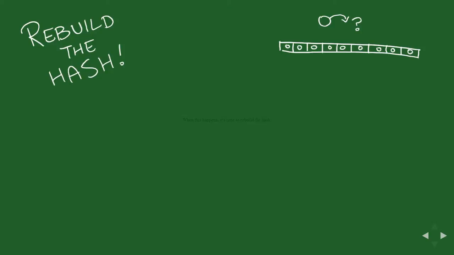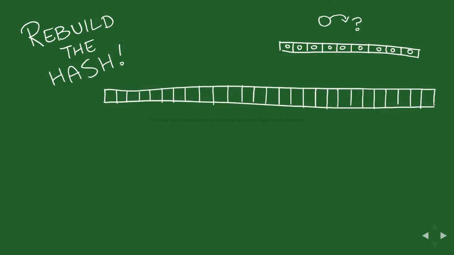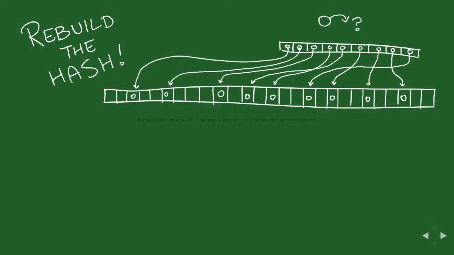Even with some strategy for collision detection in place, it's possible for the table to get so full that it performs very sluggishly. A crowded chained hash is little better than a linked list. Or, in the case of hashing strategies that just shuffle addresses around, it's possible for the table to become completely full. When this happens, it's time to rebuild the hash. This is the time-consuming process of addressing an even bigger whack of memory, taking all of the keys out of the first array, rehashing them, and putting them in the second array.